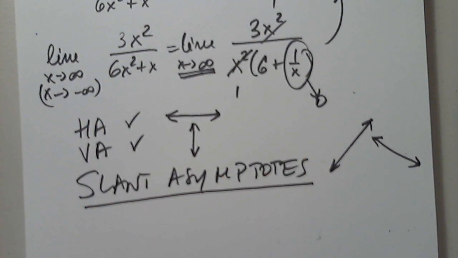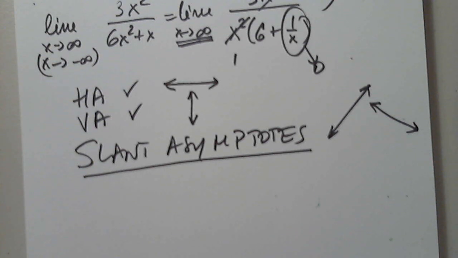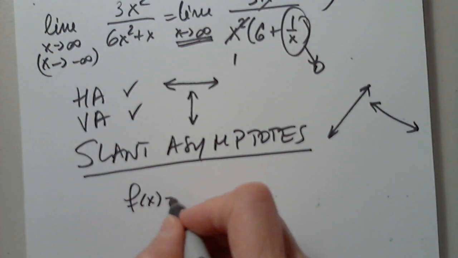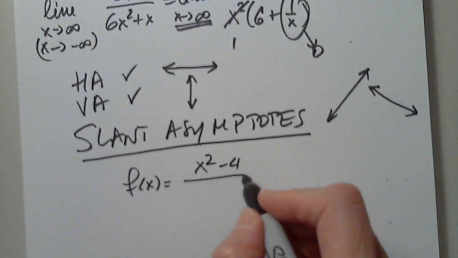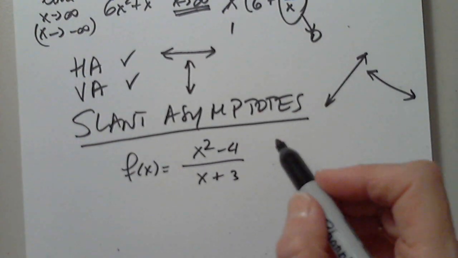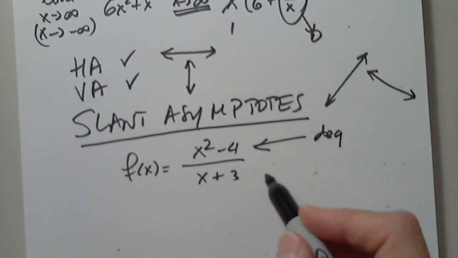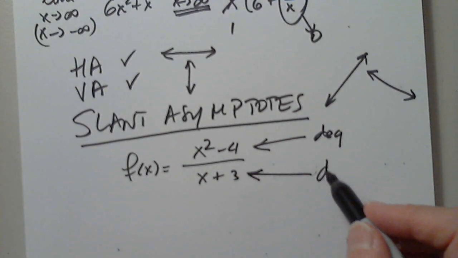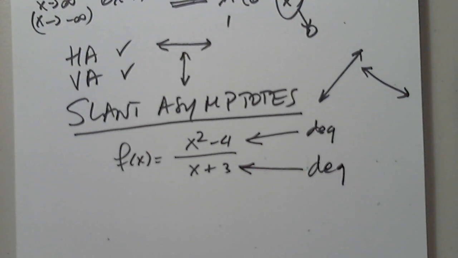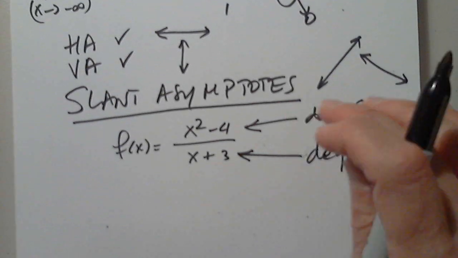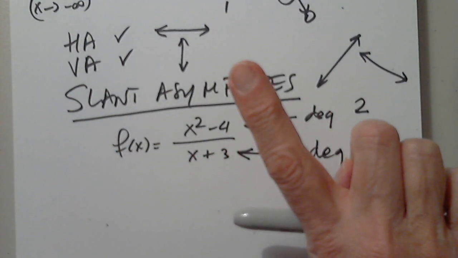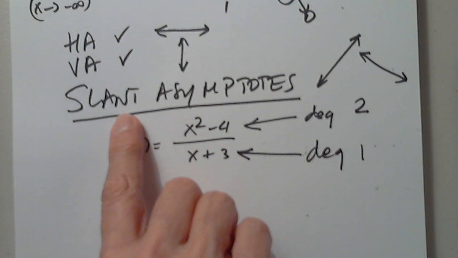So let me show you an example of how to determine this. Rational functions with a higher degree in the numerator than the denominator have slant asymptotes. So for example, x squared minus 4 over x plus 3. Can anyone give us the degree at the top and the degree of the denominator? 2 and 1. Yes, indeed. So degree 2, degree 1. Notice that the difference is exactly 1 unit. This function will have a slant asymptote.